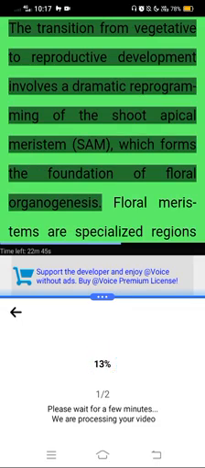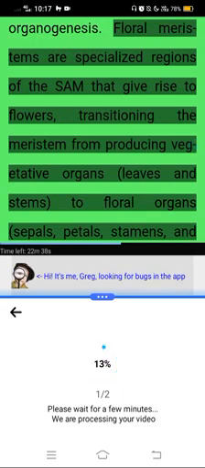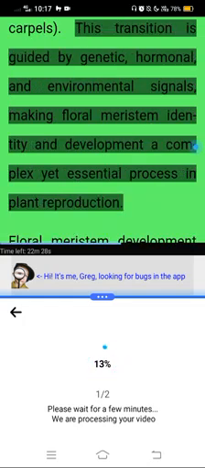The transition from vegetative to reproductive development involves a dramatic reprogramming of the shoot apical meristem, SAM, which forms the foundation of floral organogenesis. Floral meristems are specialized regions of the SAM that give rise to flowers, transitioning the meristem from producing vegetative organs, leaves and stems, to floral organs: sepals, petals, stamens, and carpels. This transition is guided by genetic, hormonal, and environmental signals, making floral meristem identity and development a complex yet essential process in plant reproduction.